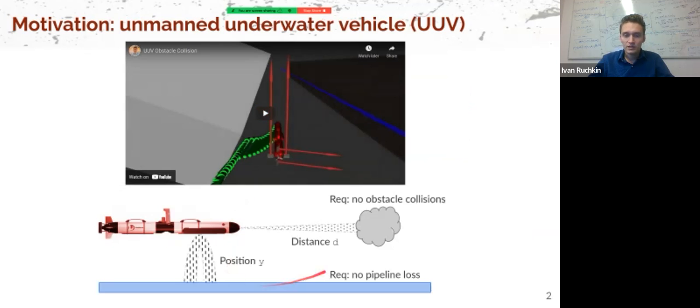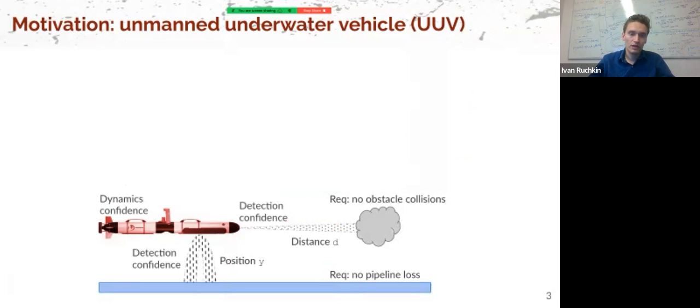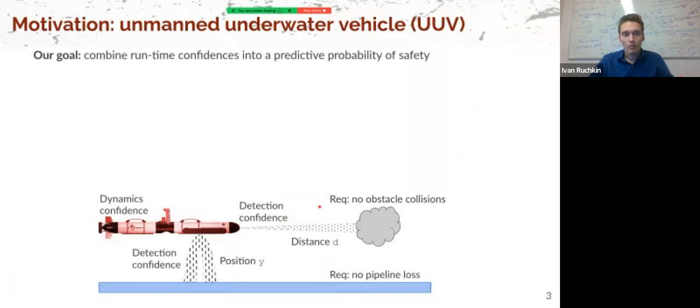To perform its mission, the system is sensing the distance to the obstacles and the position with respect to the pipe. But it also has confidences in detecting the obstacles in the pipe and also in its ability to control itself using its fins. So the goal here would be to combine the runtime confidences into a single predictive probability of safety. And this goal doesn't just happen in the UUV, it applies to many other autonomous cyber-physical systems with a lot of uncertainty.